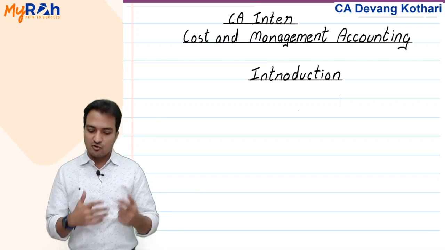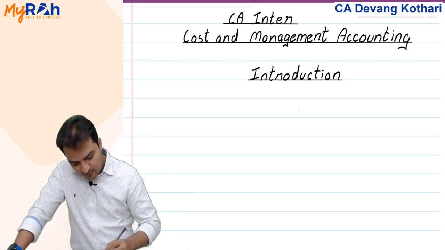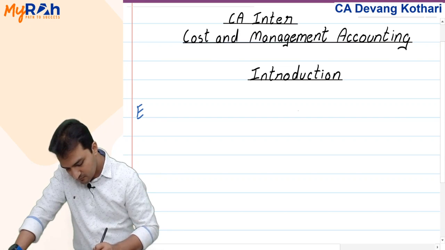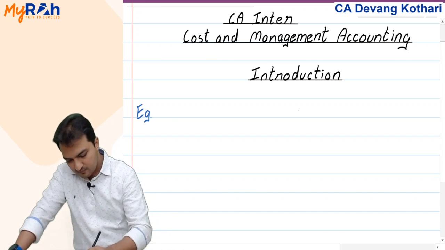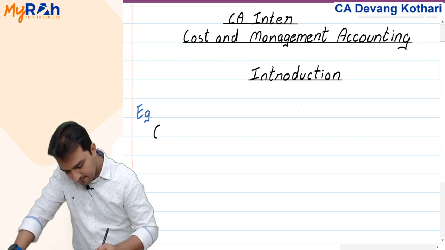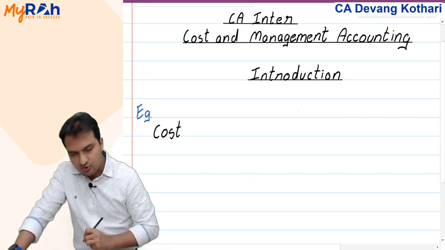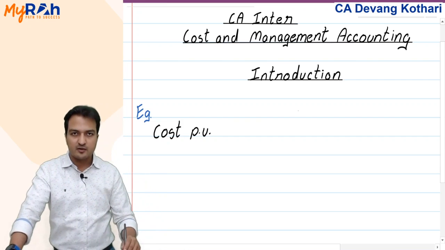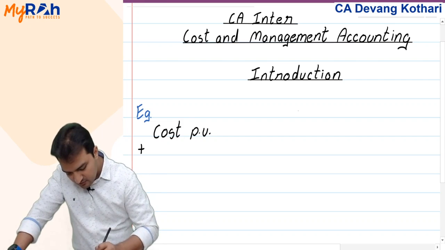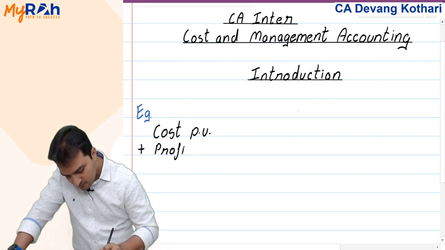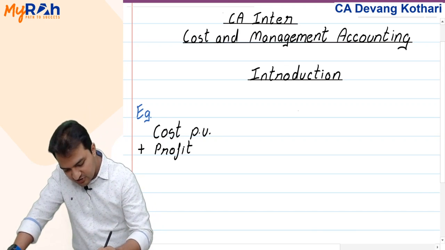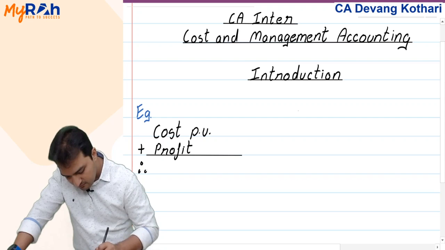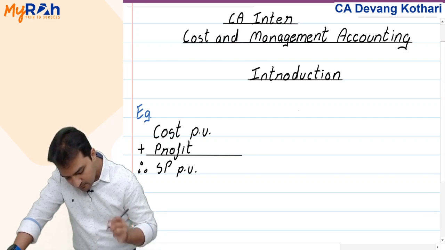Okay, we will understand that with one example. So look at this. Under this subject of costing, ultimately I want to calculate cost per unit of my product, and on that cost per unit I can add some profit so that I can get the selling price per unit.